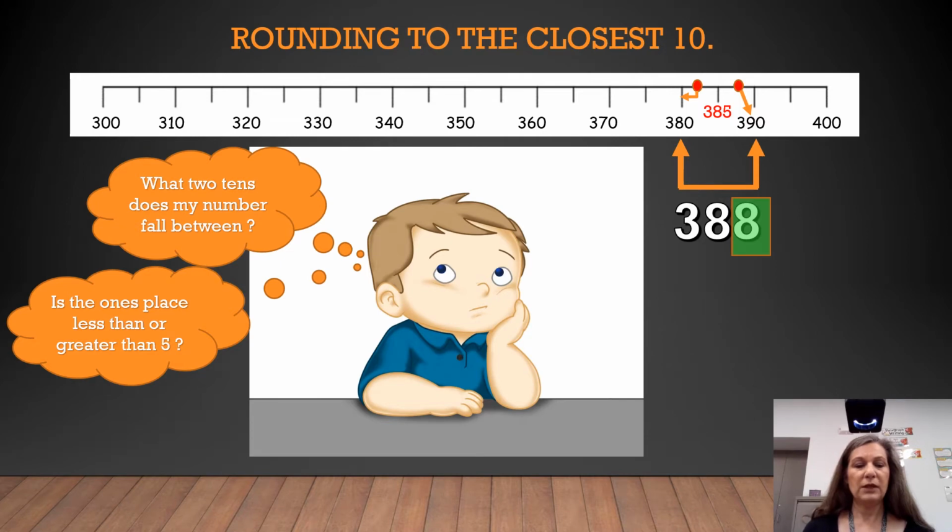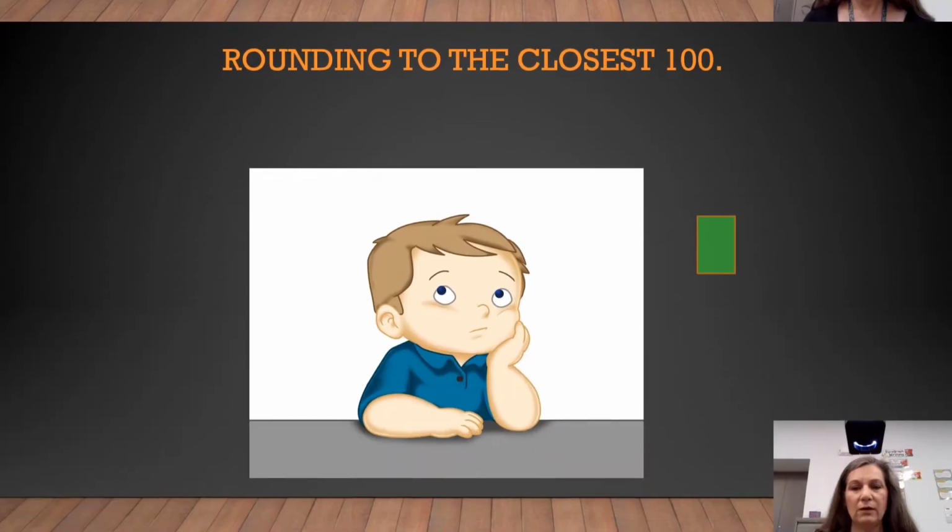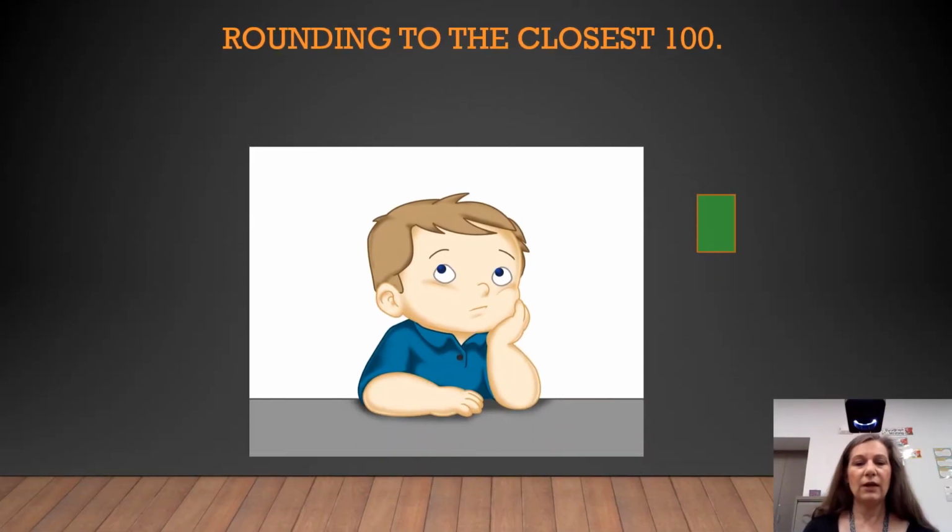So is the ones place greater than 5? Yes, we always make sure we look at the ones place to make that determination. Okay, now let's take a look at rounding to the closest hundred.